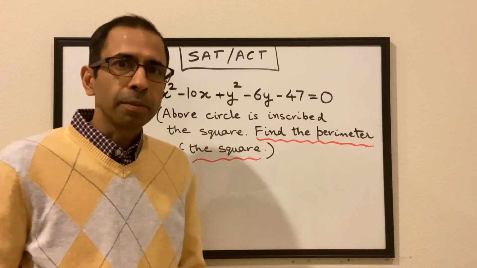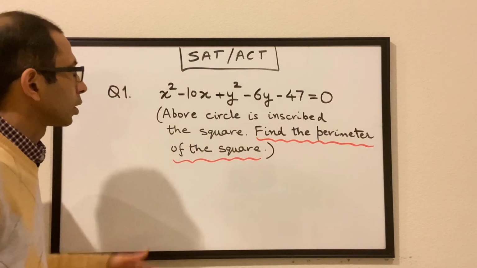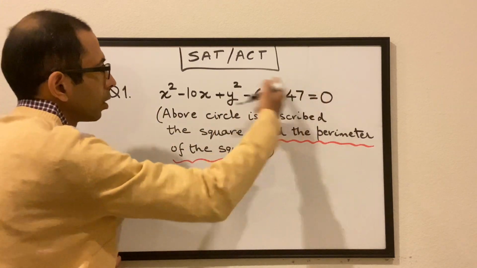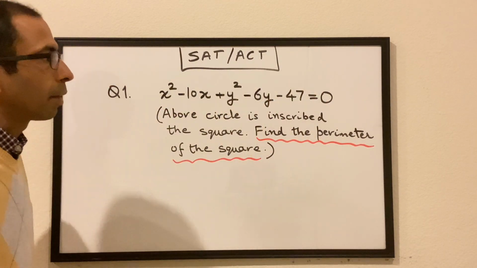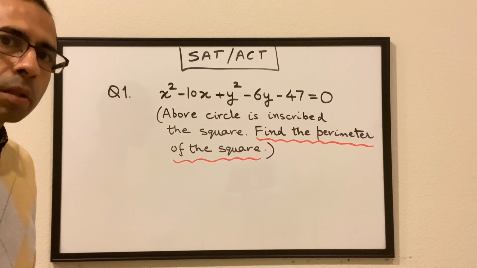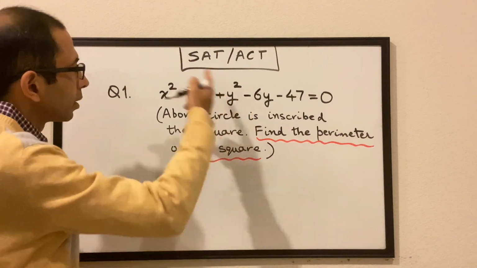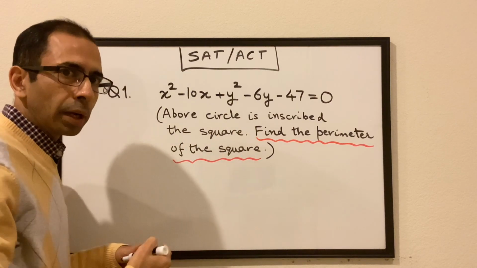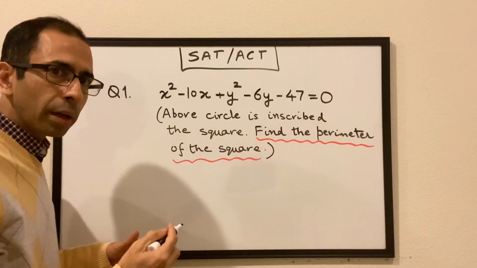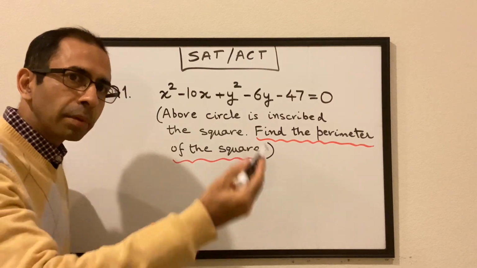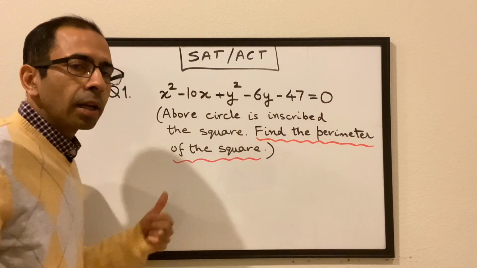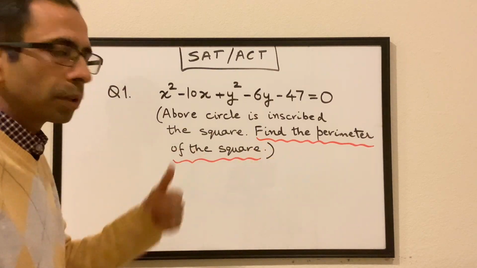Let's get started here. The first question. We have been given the equation of a circle and we have to find the perimeter of a square, given that this circle is inscribed within the square. So we have a square and a circle is inscribed inside the square. This is the equation of that circle and we have to find the perimeter of the square.